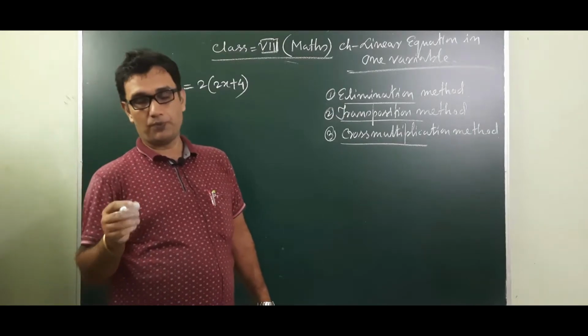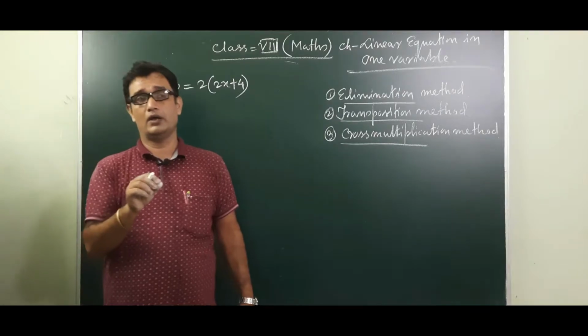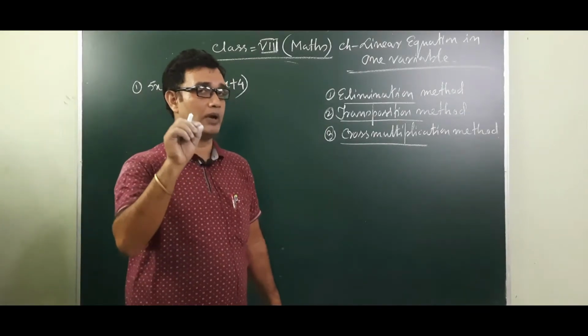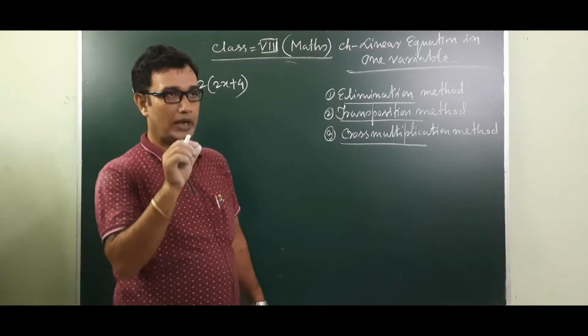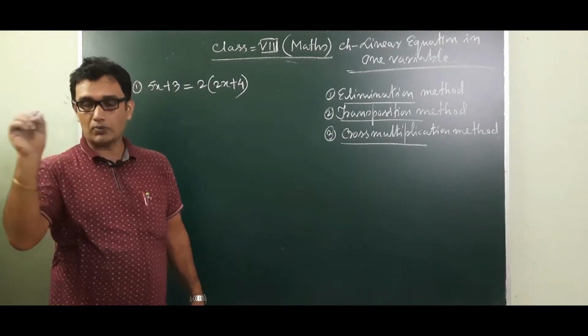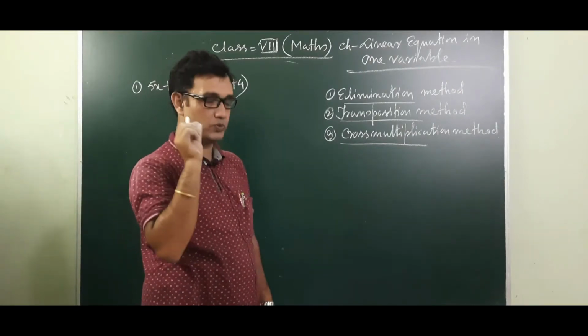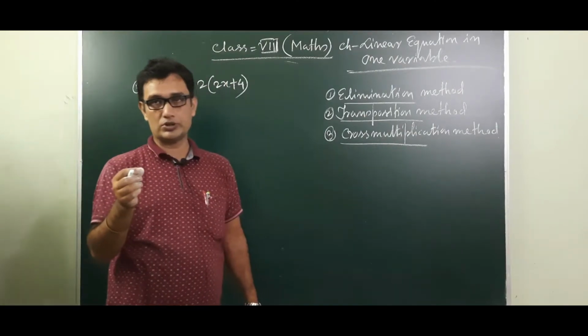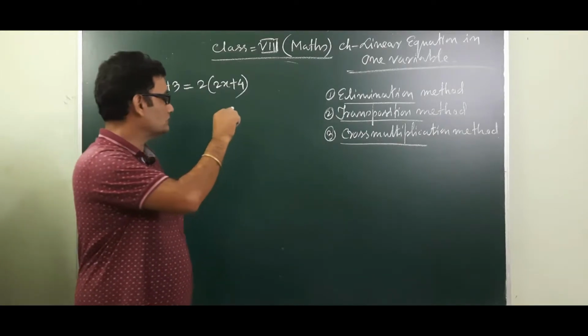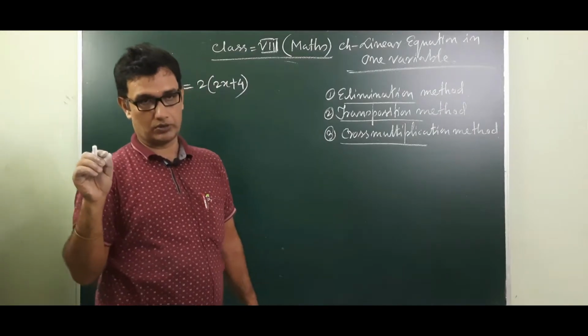But if a particular method name is given, for example, solve the following by using the elimination method, that means you have to solve by the elimination method. If the question says solve by the transposition method, you have to use the transposition method. If it says solve by using the cross multiplication method, then you have to solve by the cross multiplication method.